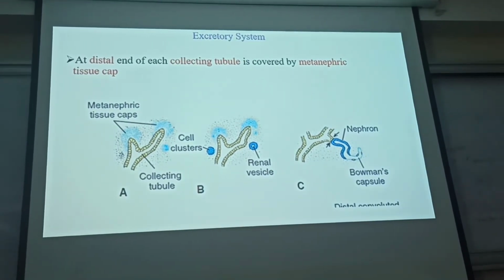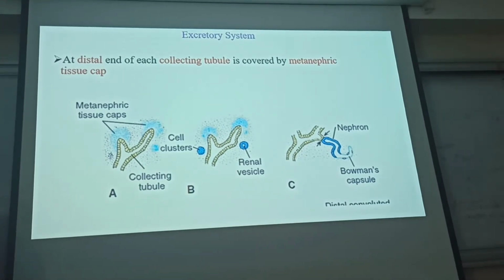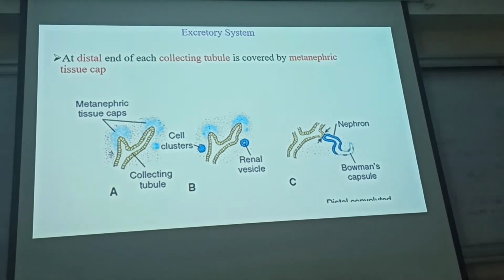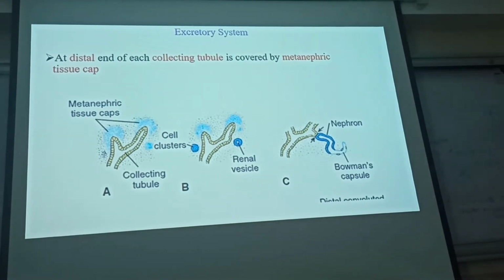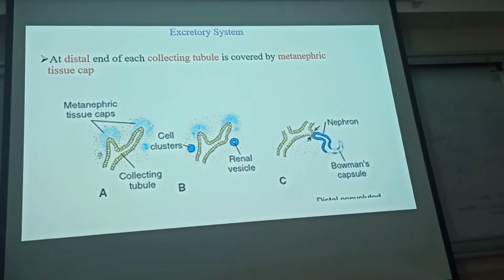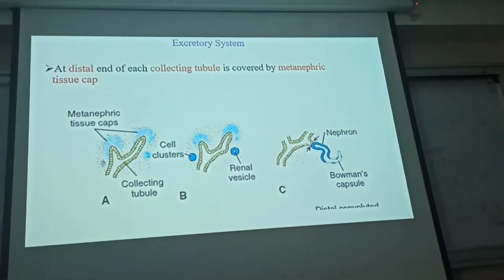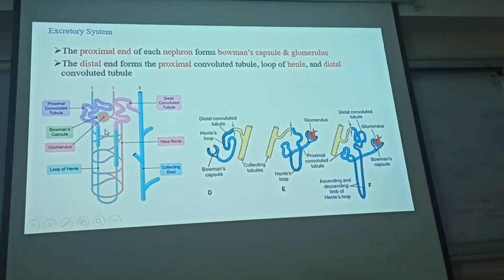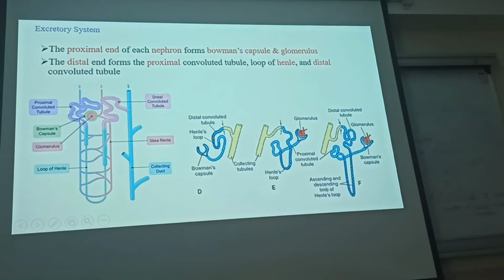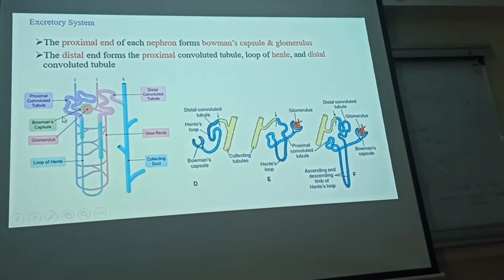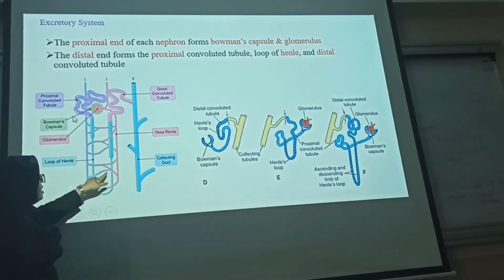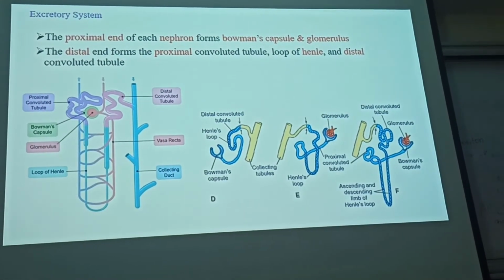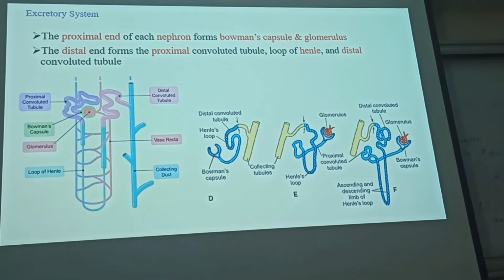In this part, I'm going to explain about the excretory system development. As you know, anatomically, excretory system consists of nephron units. Each nephron consists of many structures such as glomeruli, capillaries, Bowman's capsules, proximal and distal convoluted tubules, and loop of Henle. These structures are parts of nephron. Excretory system includes these structures.